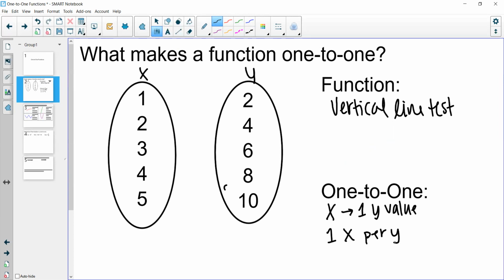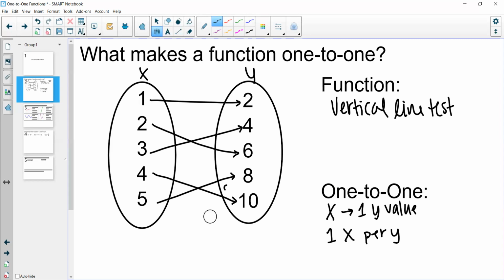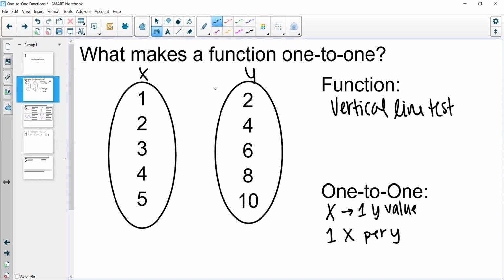So what does this look like? Well, that means that if 1 goes to 2, then none of these other numbers can go to 2. If 3 goes to 4, none of the other numbers can go to 4. 2 goes to 6, 5 goes to 8, 4 goes to 10. Notice how no numbers from x go to the same y. That's kind of what makes it one-to-one. Now, that's easy to see if we have every element listed, but that's not always the case.